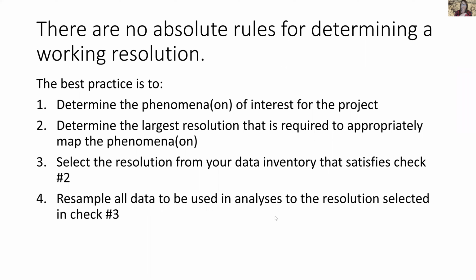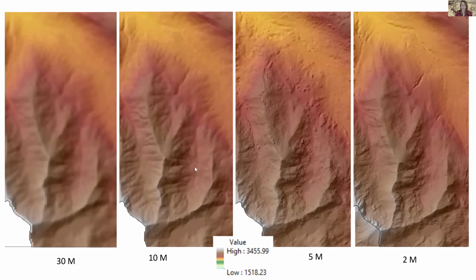One of the things you have to remember is that, like most things in GIS, there are no absolute rules for how to do this, or what the best resolution is. The best practice is to determine what you're mapping and what's of interest. Is it something that needs a lot of detail like ski slopes or hiking trails? Or if you're mapping rivers, is it for flood control or just for general purpose mapping so people know there's a river here? How much detail do you need? Determine the largest resolution that's required to appropriately map the phenomenon, select it, and make sure you have data that can be at that resolution.